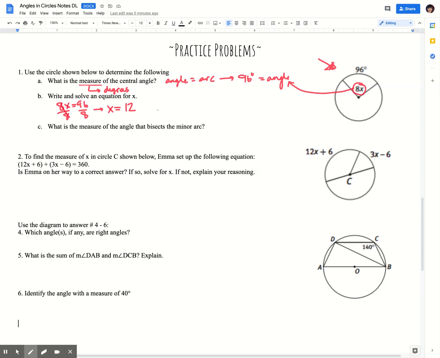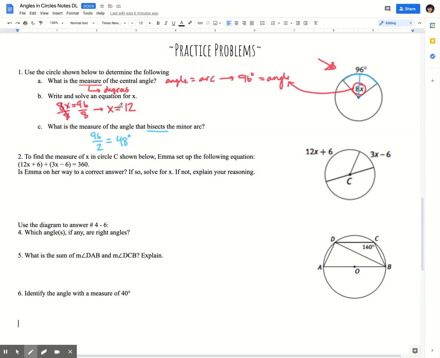And that's it. Now part C is talking about a slightly different idea, which says, what is the measure of the angle that bisects the minor arc? The minor arc is the intercepted arc. It's this arc, the one that I have traced in blue here, the 96 degrees. So I want to know what's the angle that would cut that in half. All I have to do is figure out what 96 divided by 2 is, and 96 divided by 2 is 48 degrees.